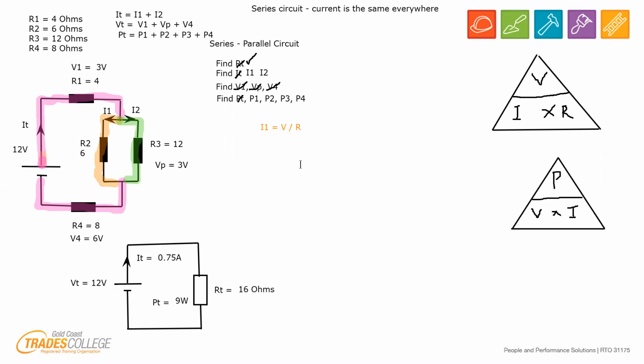I'm going to do the text in the same colors as the current is drawn. So I1, which is that arrow, that's what we're working out, is V divided by R. Which V? Well, it's VP because it's part of the parallel circuit. Which R? It's R2. Okay. That equals VP is 3 divided by 6. That gives us 0.5 amps of current that flow that way.